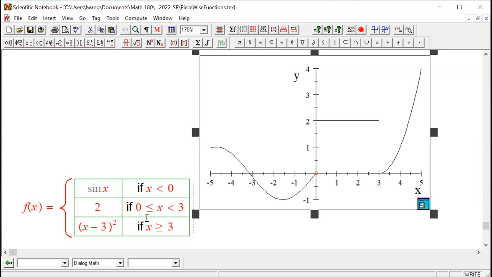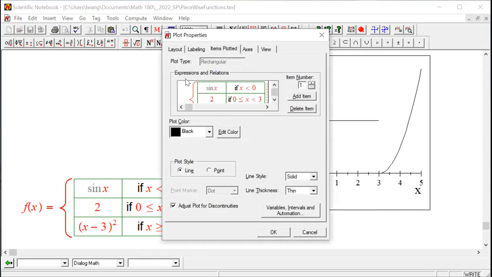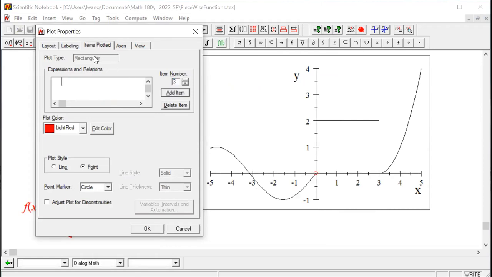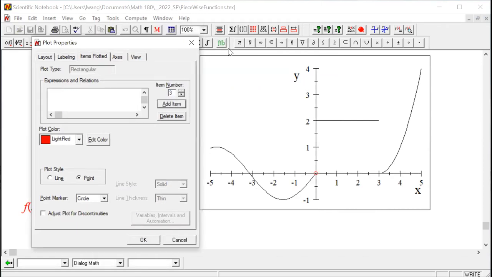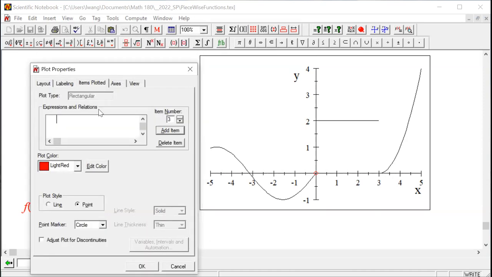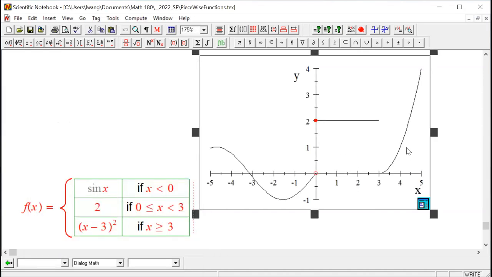And for x equal to 0, the output is 2. So we should have a dot at (0, 2), and this must be a dot. So these must be reflected on your picture. I assure you that when you are in calculus class, you're going to be drawing some of these pictures.